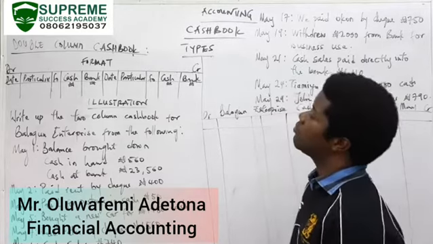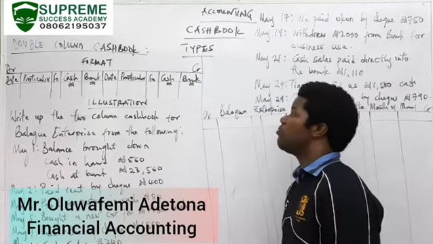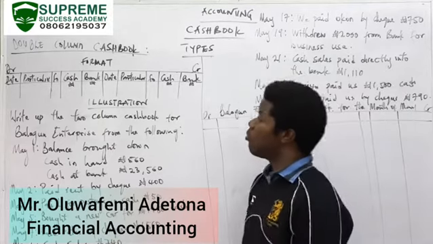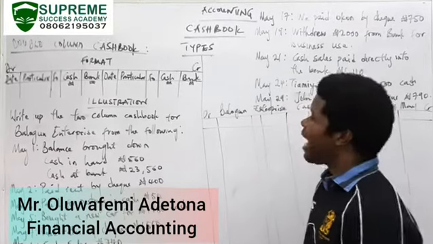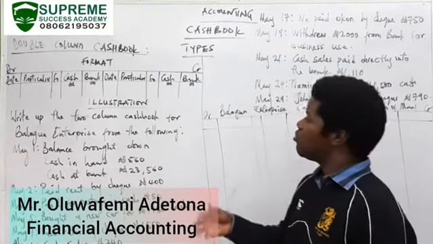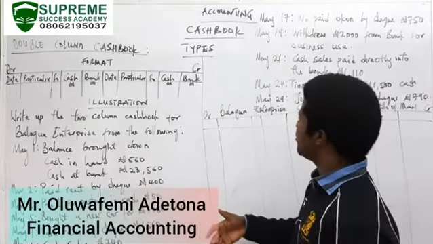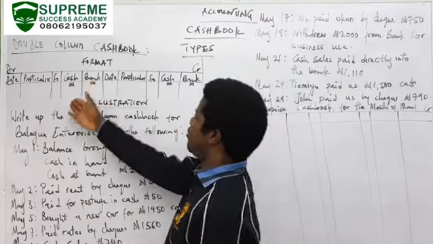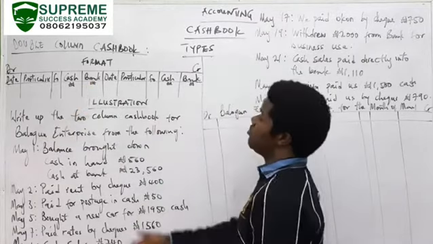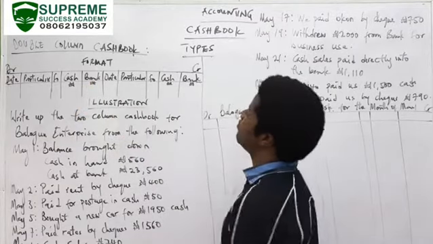And of course, this cash book is important because it helps us to know the total of our cash and our bank at a glance. Just by looking at the cash book, one can easily tell that this is the total of the cash and this is the total of the bank.